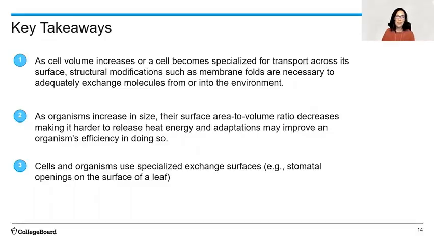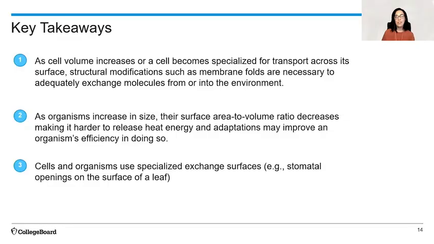Okay, so some key takeaways from this lesson: as cell volume increases or a cell becomes specialized for transporting across its surface, like the small intestines or the roots of plants, structural modifications through all that membrane folding are necessary to help them adequately exchange these molecules.